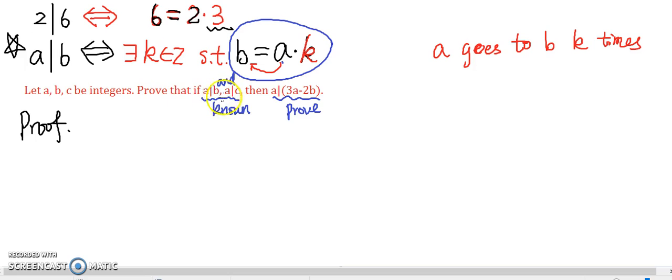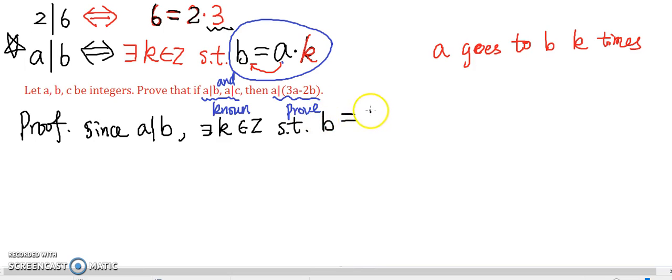First of all, I'm going to start with what's given, the condition, the hypothesis. Since the problem tells us A goes into B, we know A goes into B. By definition, what does it mean when we say A goes into B? It means there exists an integer K such that number B can be written as A times K. So A goes into B K times.